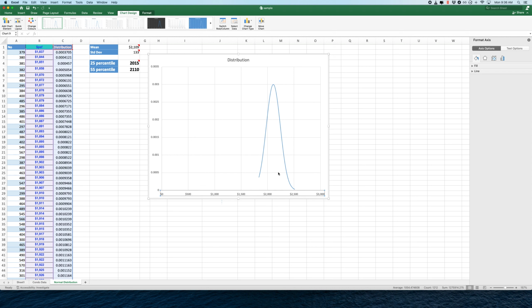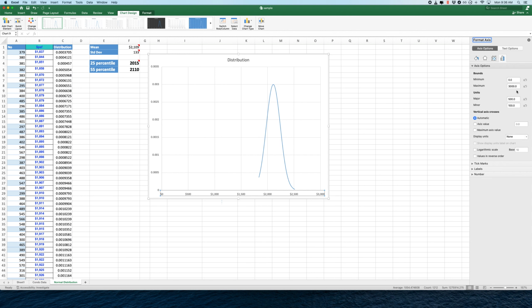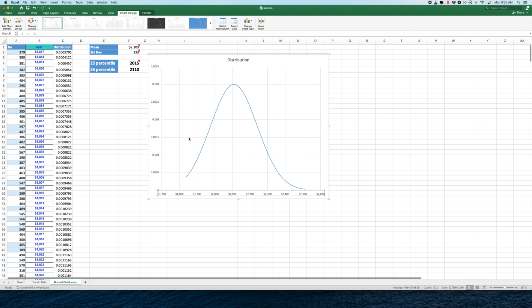Just double click on it. Format the axis. So you can see over here, you can change to maybe something like 1,700, that is within the range, to 2,600. And the graph appears over here. So you can see this is how the normal distribution goes. You can see that the majority or the mean roughly falls around 2,100 per square foot.